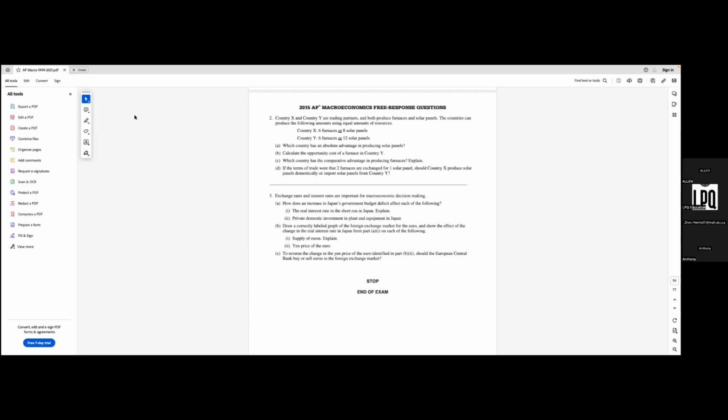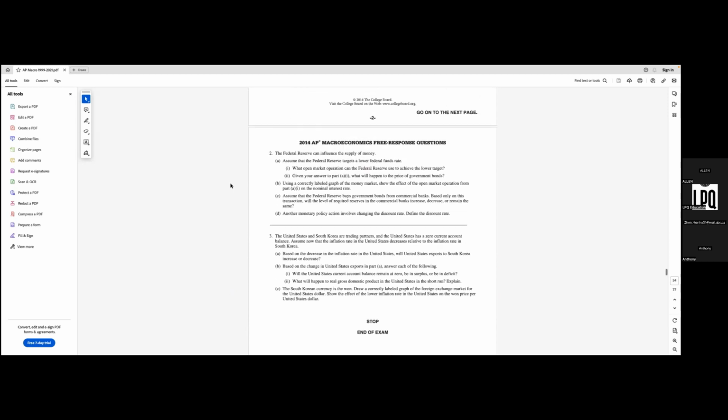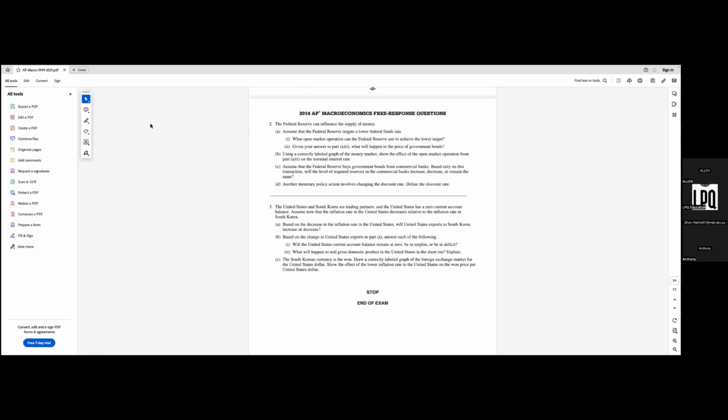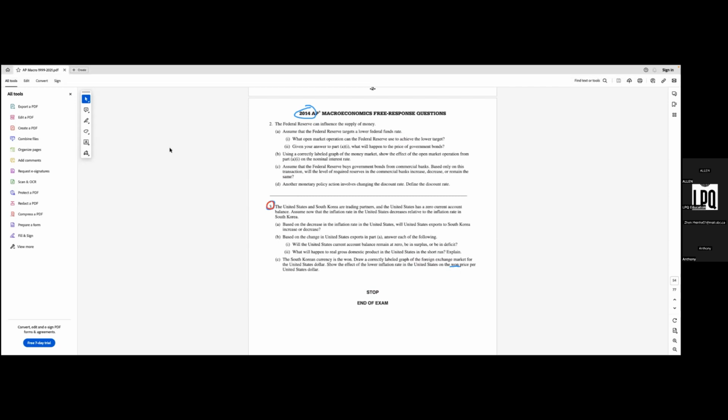that is the reason why I label my vertical axis as the yen price of a euro. Okay, if no questions, let's do the next one. The 2014 questions. This time the market is between the United States and South Korea. South Korea's currency is called the won. Let's give you guys 10 more minutes.